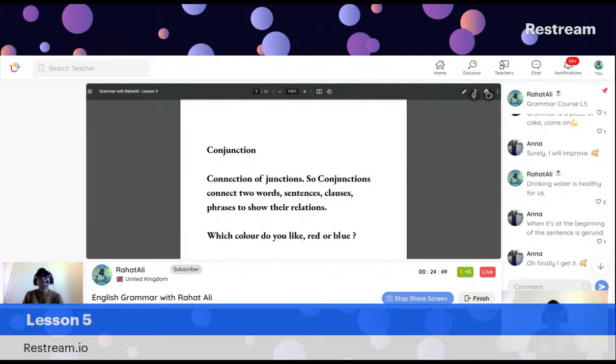So our next part of speech is conjunction. You see, it is connection of junctions. Conjunction means these are the words that always connect two words or sentences or clauses or phrases to show their relations. You understand the meaning of clauses. Grammatically, a clause is a part of a sentence.